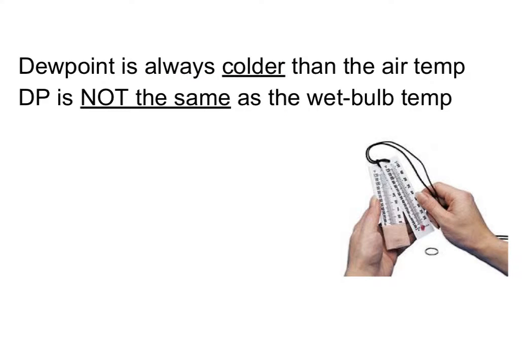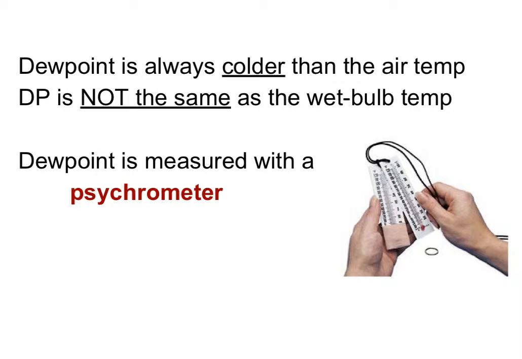Another thing that sometimes trips up some students is they think that the dew point temperature is the same as the wet bulb temperature. Remember when we measured in our lab on Wednesday the wet bulb temperature, this wet bulb thermometer right here? It's not the same. So this is not the dew point temperature. So they're different. And then finally, just like we measure relative humidity with a psychrometer, we also measure dew point with a psychrometer. So the same instrument measures relative humidity and dew point temperature.